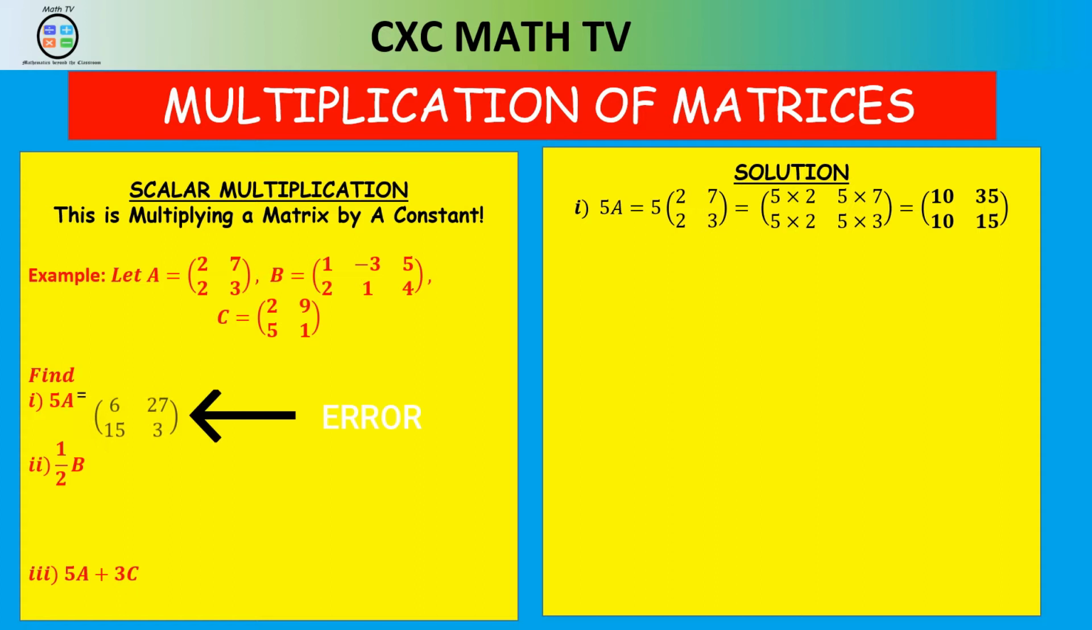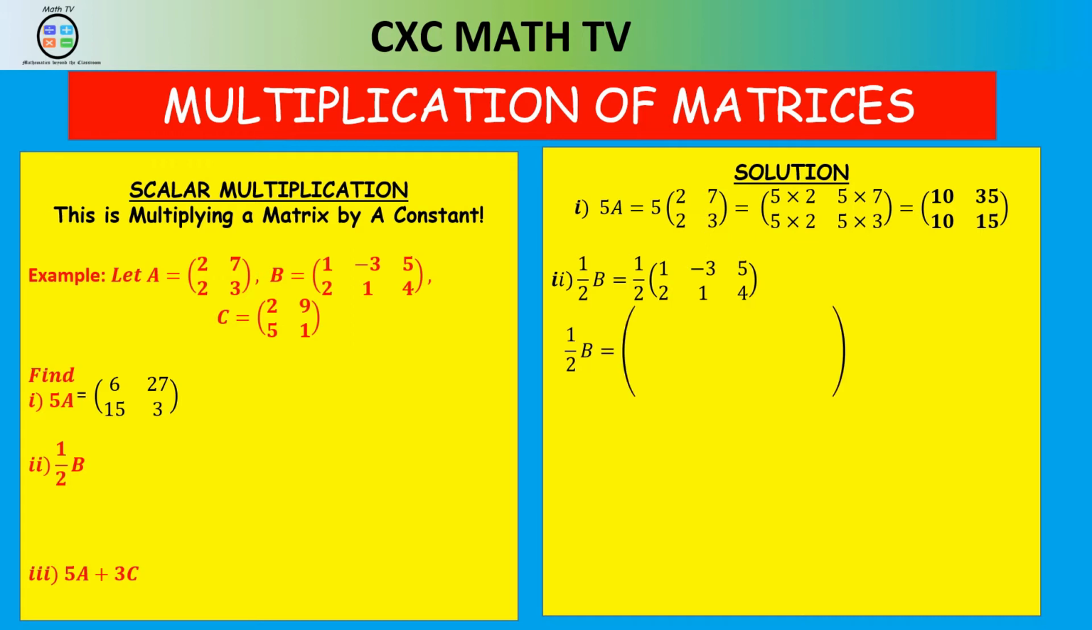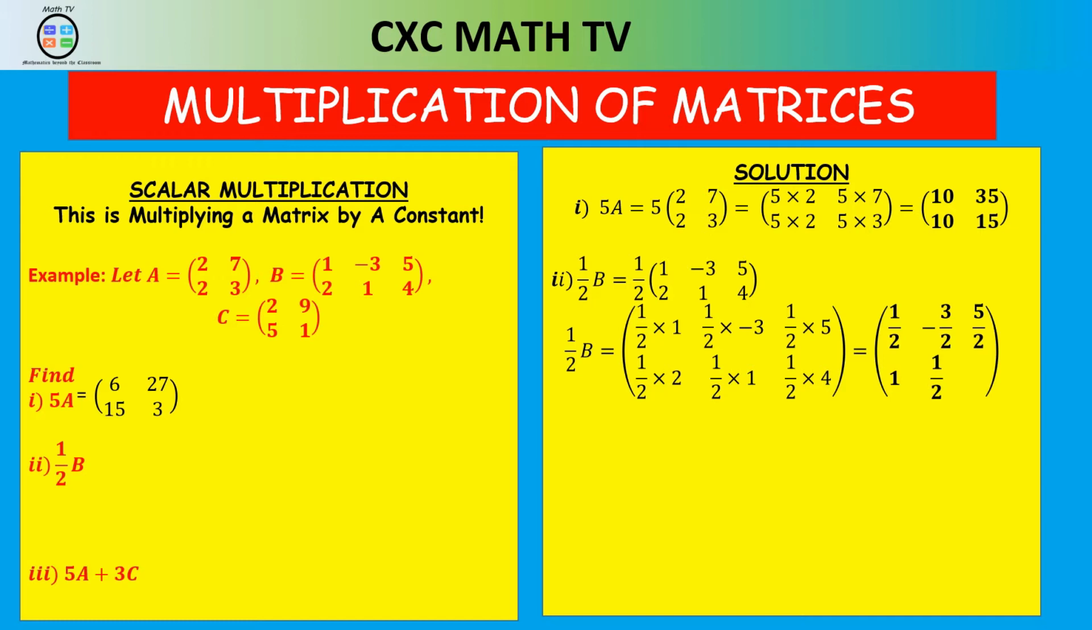Now, let's say we were asked to find a half of B. Go ahead and find a half of B. So it's a half times 1, a half times negative 3, a half times 5, a half times 2, a half times 1, and a half times 4. That works out to be a half, negative 3 over 2, 5 over 2, 1, a half, and 2.